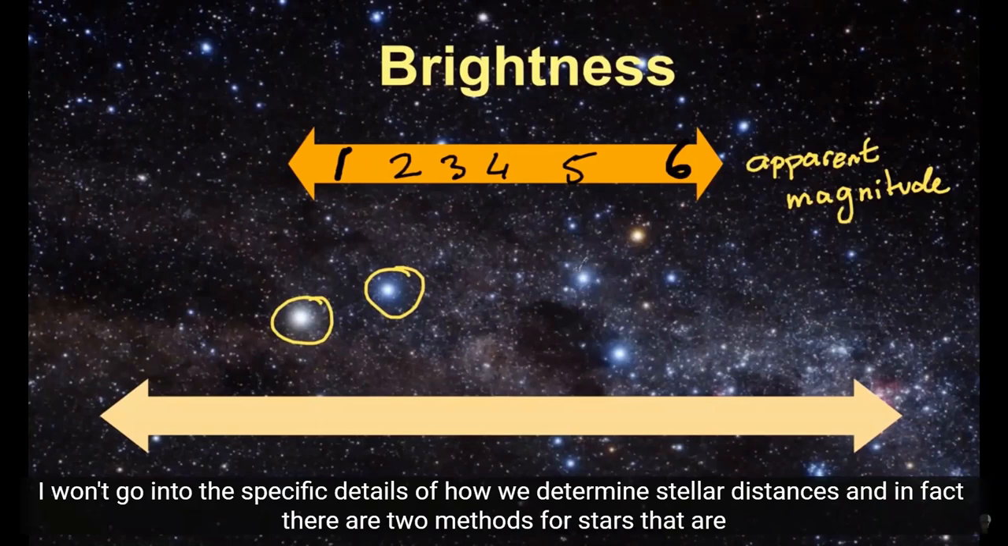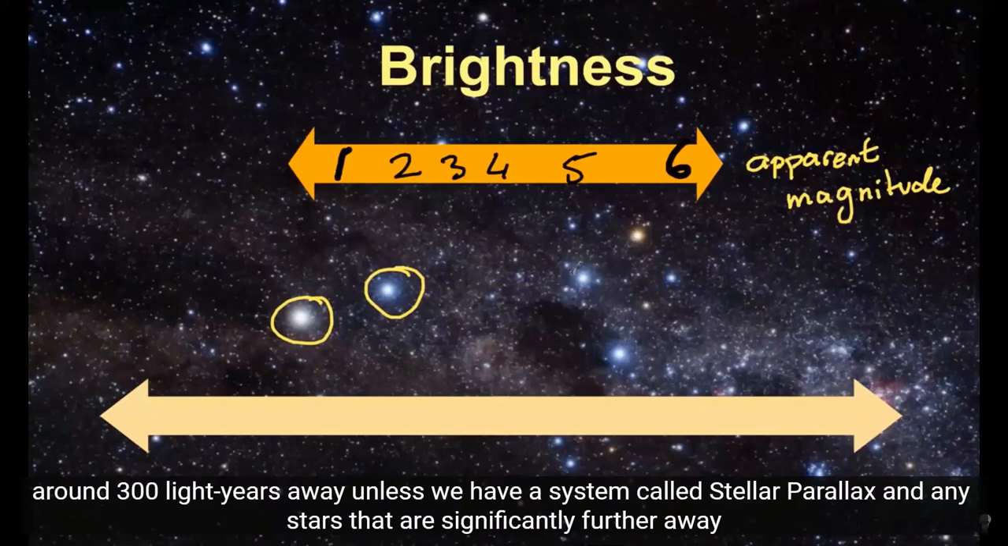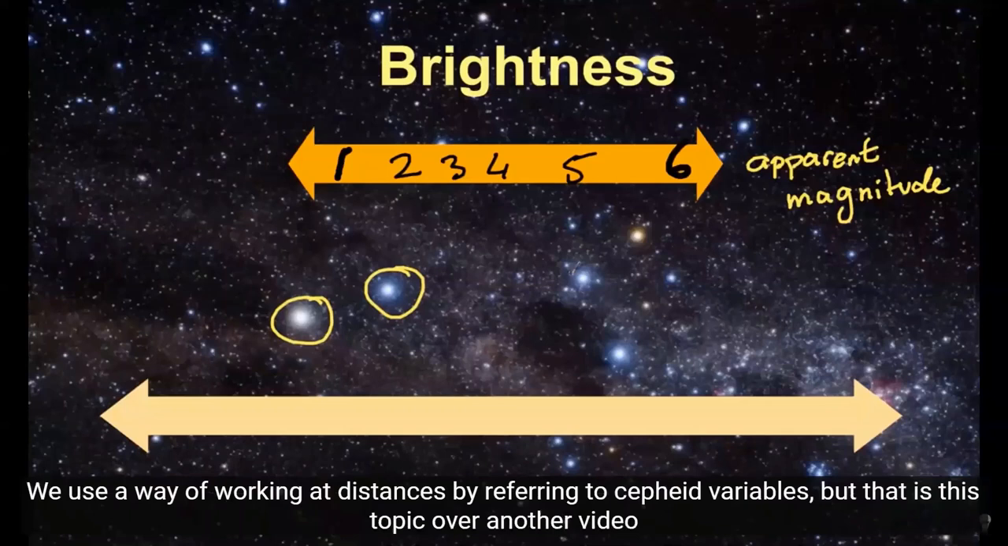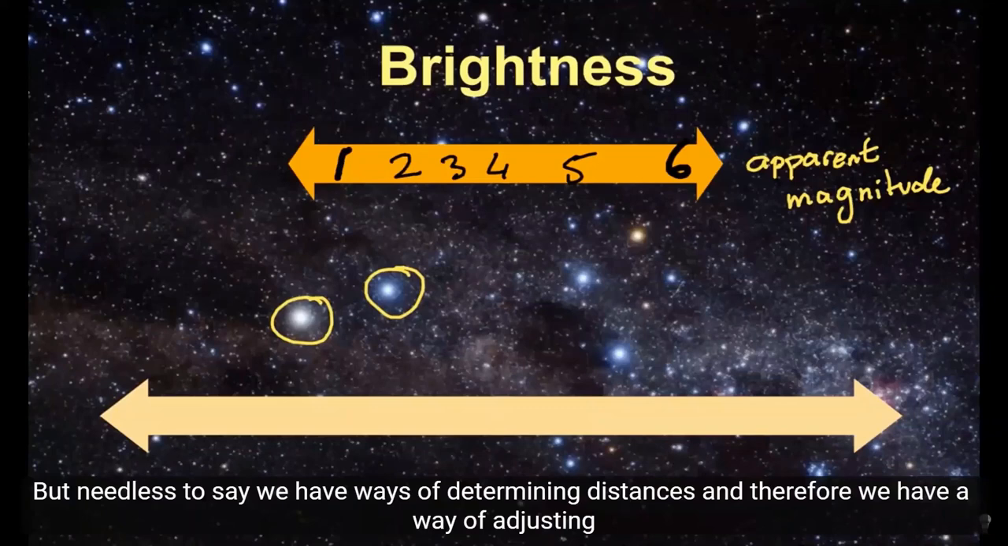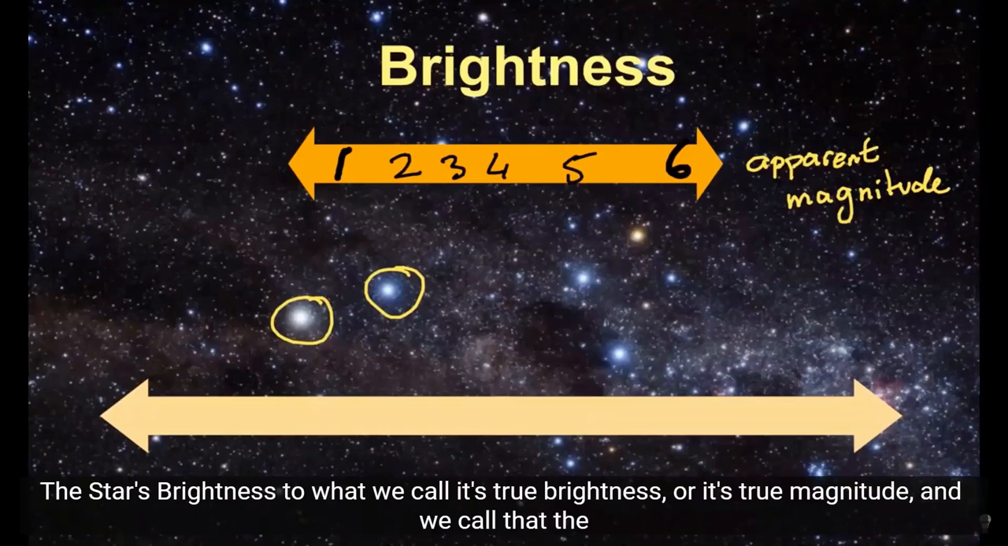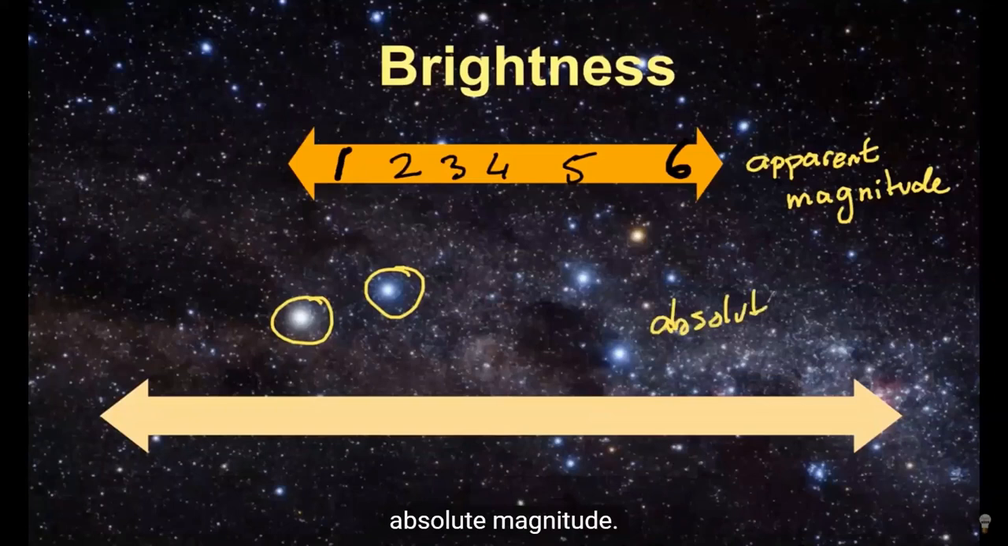Now, I won't go into the specific details of how we determine stellar distances. In fact, there are two methods. For stars that are roughly around 300 light years away and less, we have a system called stellar parallax. For any stars that are significantly further away, we work out distances by referring to Cepheid variables. But that is a topic for another video, and feel free to look that up. I will probably organize another video on how we determine stellar distances. But needless to say, we have ways of determining distances, and therefore we have a way of adjusting the star's brightness to what we call its true brightness or true magnitude, and we call that the absolute magnitude.